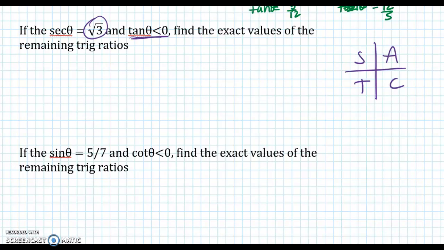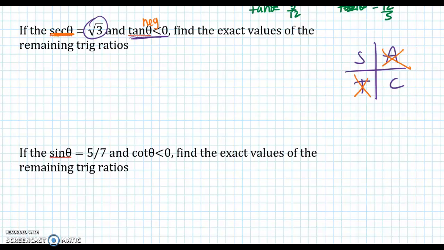So if I know the tangent is less than 0, that means the tangent has to be negative because that's less than 0. We haven't talked about the tangent being 0 yet. We will, but not now. So that means it's not here and it's not here, because that's where the tangent is positive. And so we're torn between two. So let's look at our other one.